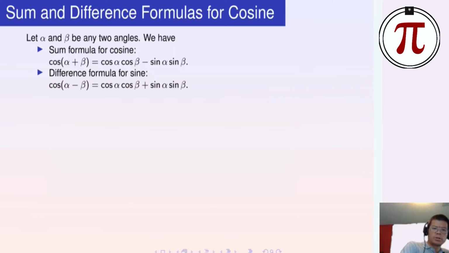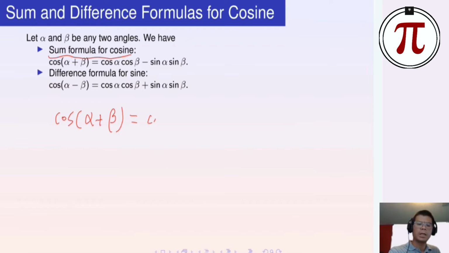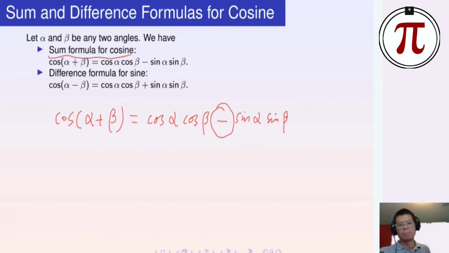Now, firstly, we are going to talk about the sum and difference formulas for cosine. One is the sum formula for cosine. We have the cosine of a summation of two angles, alpha plus beta, equals what? Be careful: it is cosine alpha times cosine beta minus sine alpha, sine beta. Here is a minus. The product of two cosines minus the product of two sines. That's the cosine of alpha plus beta.